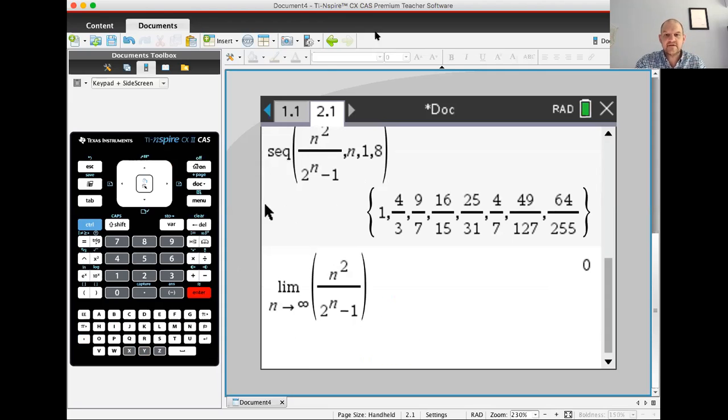All right, so let's go back and write our thing about converging to 0. How do we know it converges? Because the limit is equal to 0. So I have messed that up.